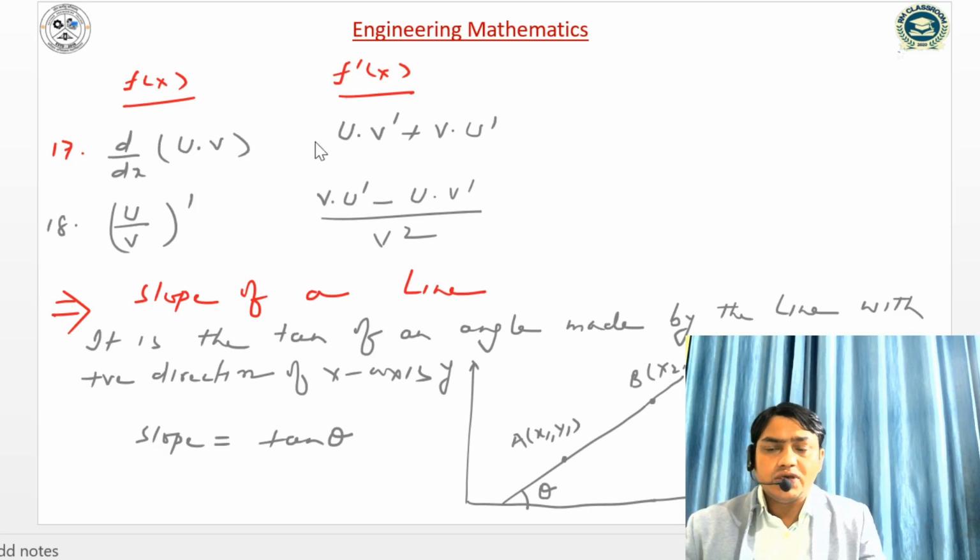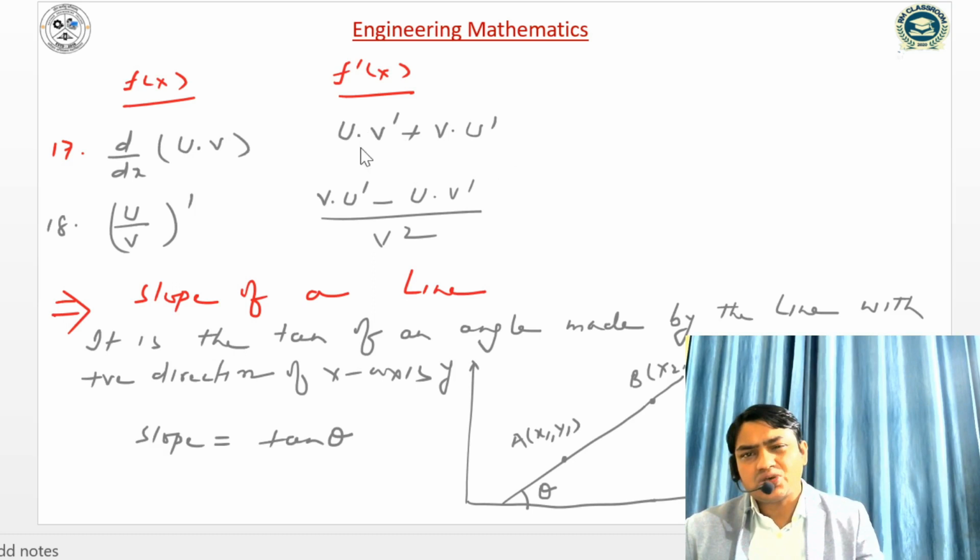Similarly, if I have to differentiate the function that is in the form of u into v, so we can write u into dv by dx plus v into du by dx, or u into v dash plus v into u dash. Similarly, for the function in u by v form, we have to find the derivative of this u by v form. So we can write v into du by dx minus u into dv by dx divided by v square. So now I am going to discuss the slope of a line.